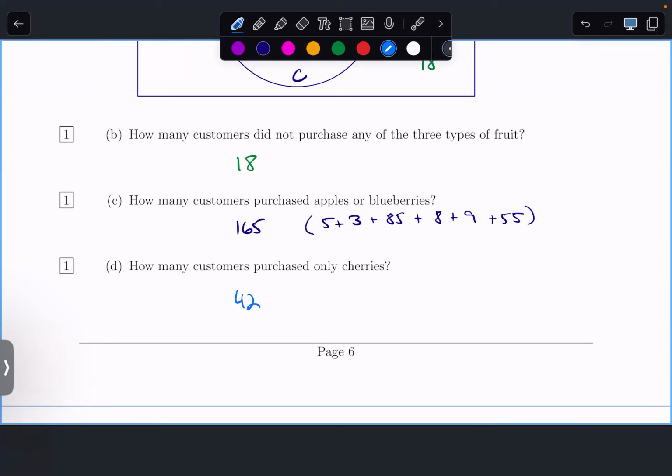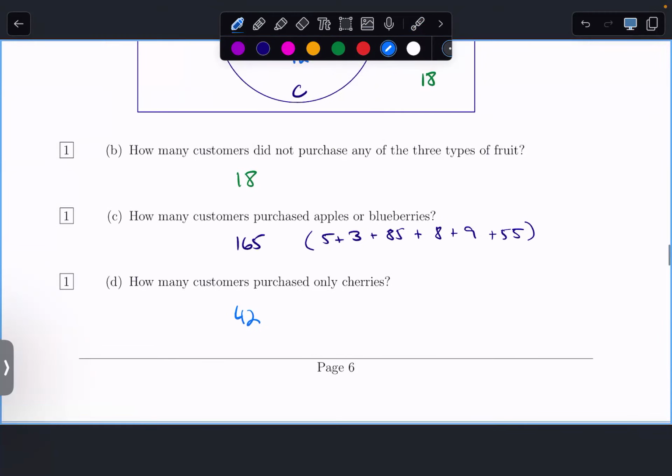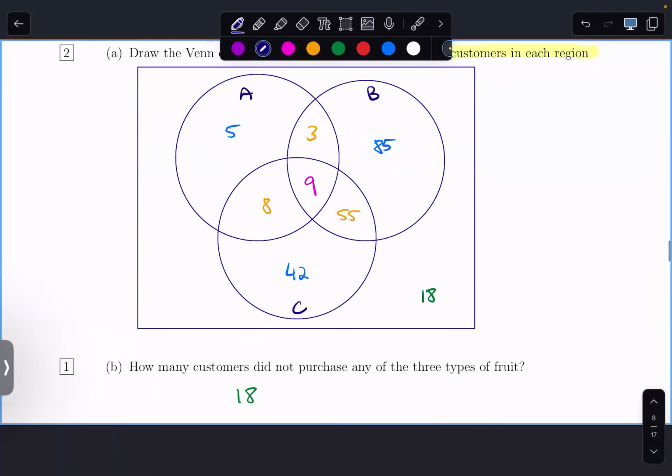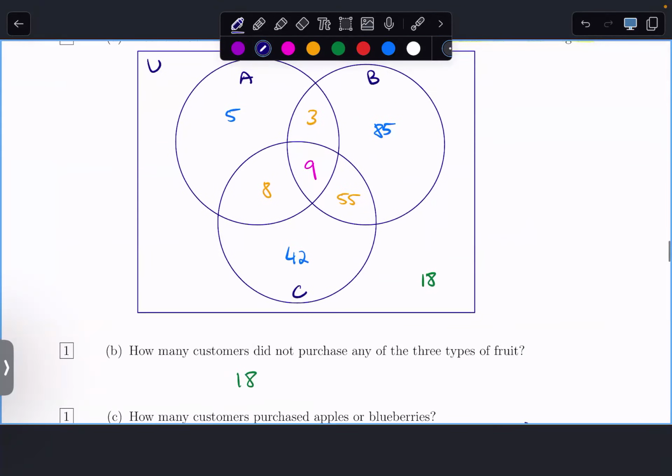Nice. Any questions? I didn't put the U, but the U is technically out here, but you don't have to, because the rectangle represents the universal set, but you can if you want. Nice. Any other questions?